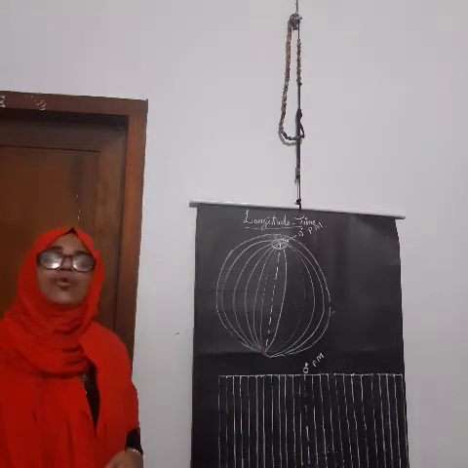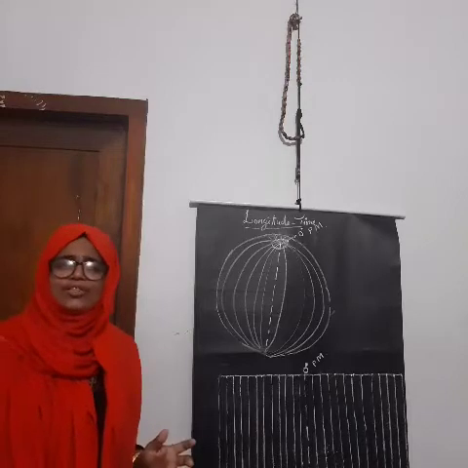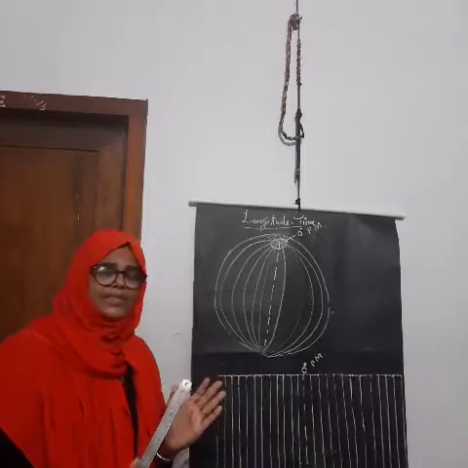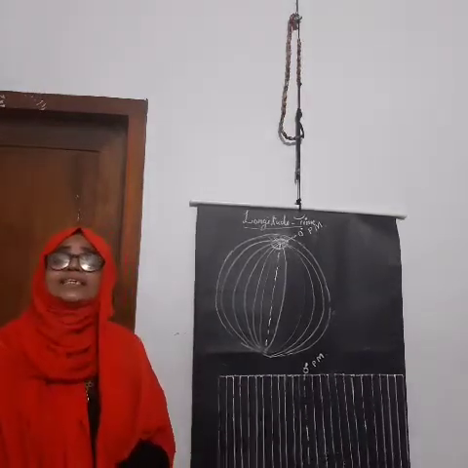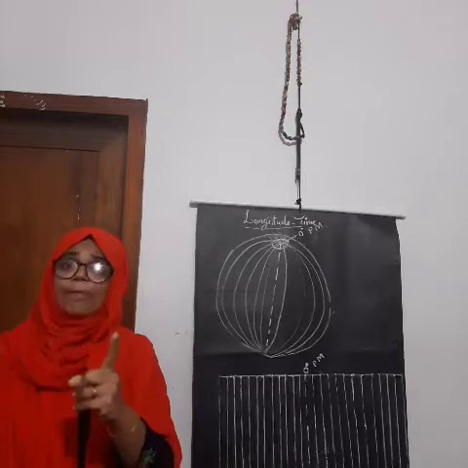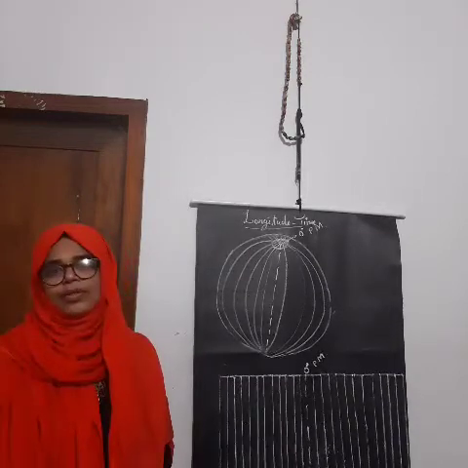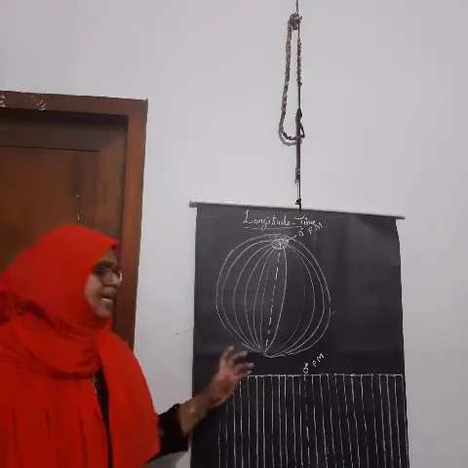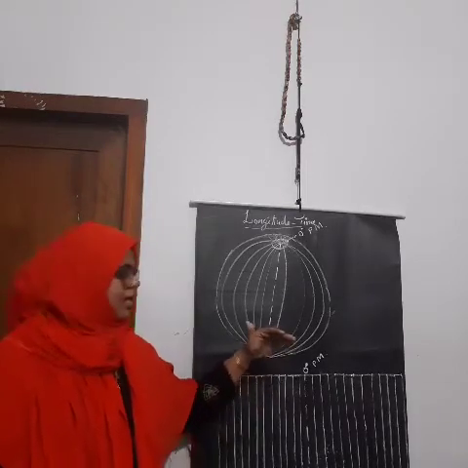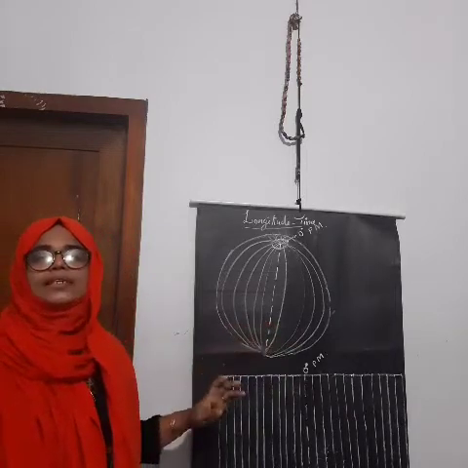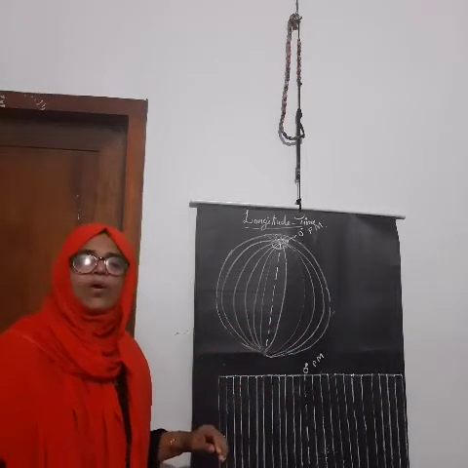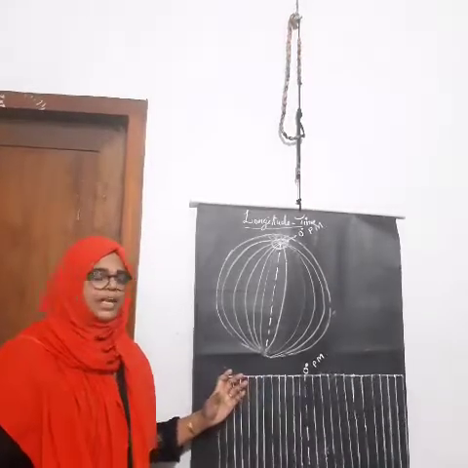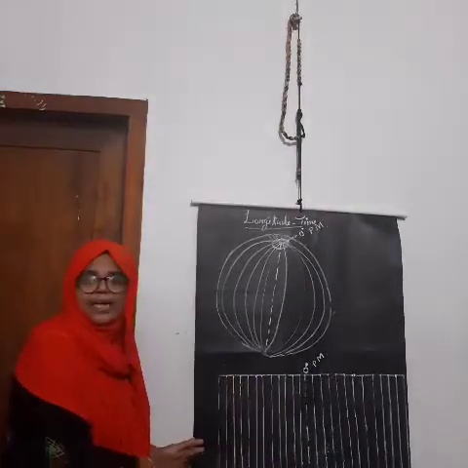Actually, there are 24 time zones. How are there 24 time zones? For passing 15 degrees, how much time does the Earth take? 60 minutes. That is 1 hour. So 15 into 24 is 360 degrees. To cover these 360 degrees, how much time does the Earth take? 1 day, or 24 hours. Got it? 180 degrees can be passed by taking 12 hours.